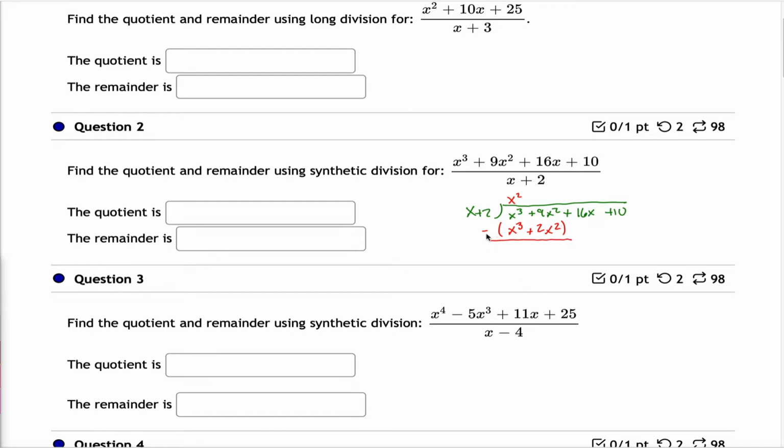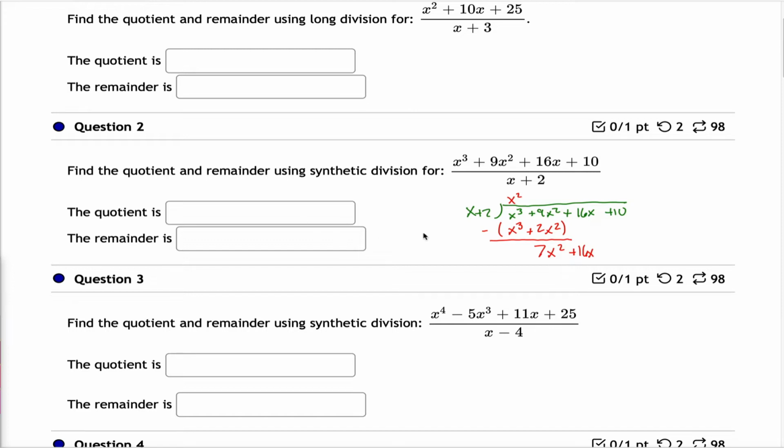That throws a lot of students off, so be careful. Make sure you subtract here. X cubed minus x cubed goes away. That's good. I should be getting rid of one column in each step of this algorithm. 9x squared minus 2x squared is 7x squared. Be careful, it's tempting to write 11x squared here. You're not adding, you're subtracting. Then you bring down the next term, and I got this 16x. Now I just repeat. If you can get that far, you're good.